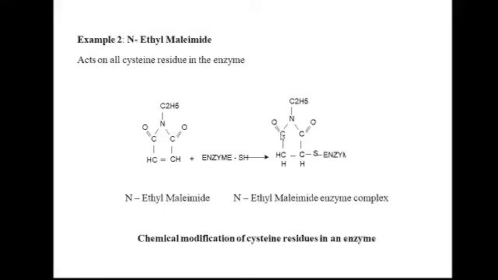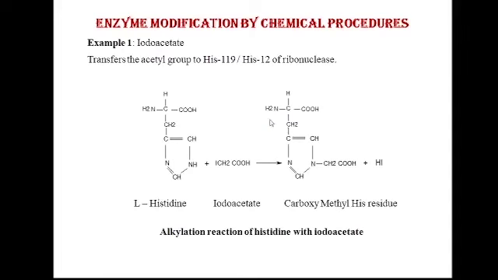To exemplify the chemical modification, we now see the first example, and that is the use of iodoacetate for modifying the R groups. Iodoacetate specifically binds to the histidine at the 119th position or the histidine at the 12th position of the enzyme ribonuclease. So here we can see in this figure, this is histidine which is reacting with iodoacetate. The iodoacetate has transferred this acetyl group to histidine, converting it to a carboxymethyl histidine residue.